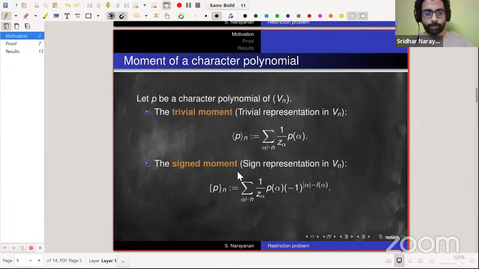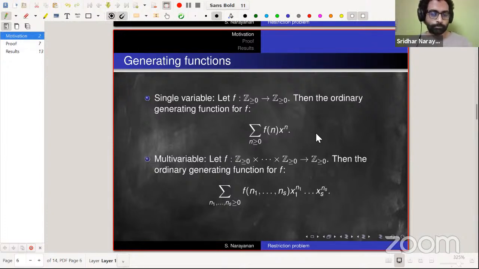Similarly, you can take the moment with the sign character. So this is the multiplicity of the sign representation in the representation Vn. Right? And the last part of the setup is generating functions.